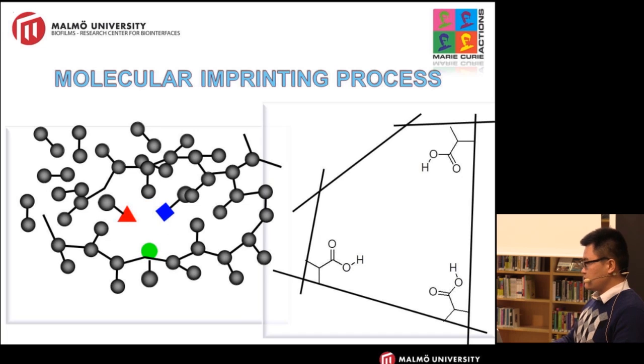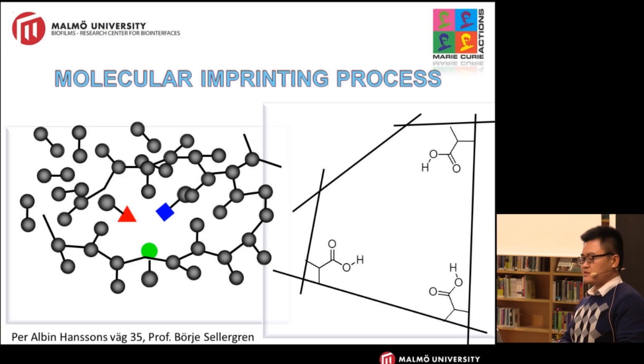If you want to know more about this, you are welcome to our lab in Populärvetenskaplig, Hausenwagen 23. Professor Selgren is in charge of our research group. We have a lot of experts working on molecular imprinting. So if you want to know, you can get answers there.